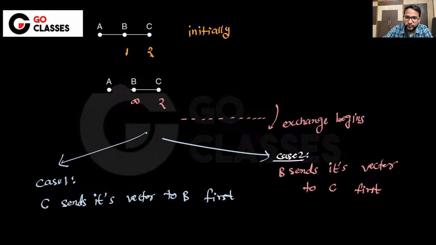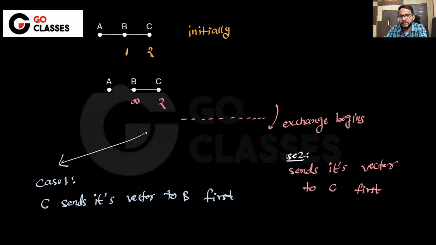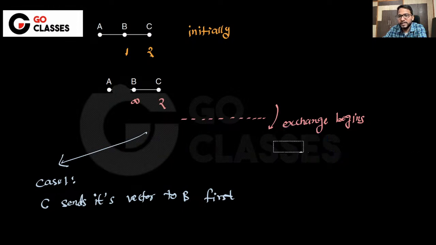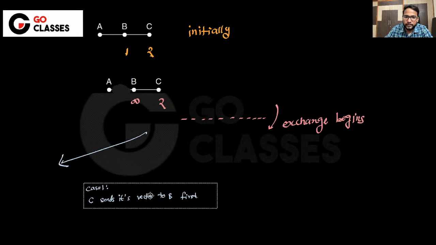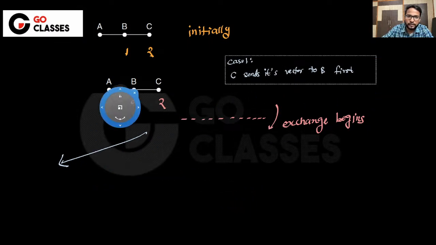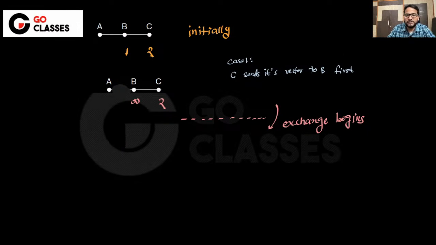In case one, C is advertising first. If C is advertising first, then B will be getting the vector only from C. Since it is 2, B will update it to 3, and C will stay at 2 because C has not got any vector yet. So this is the state after C advertised to B.